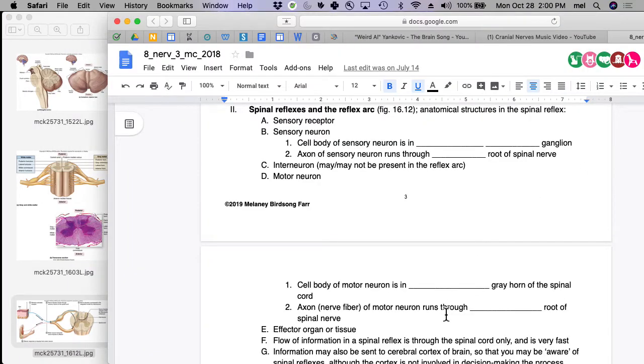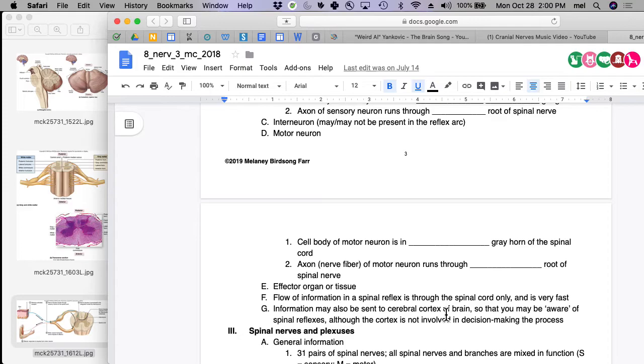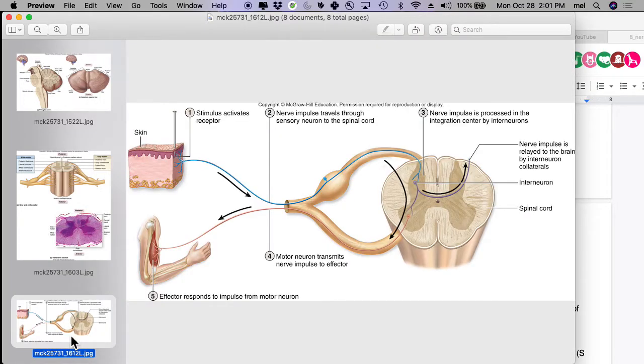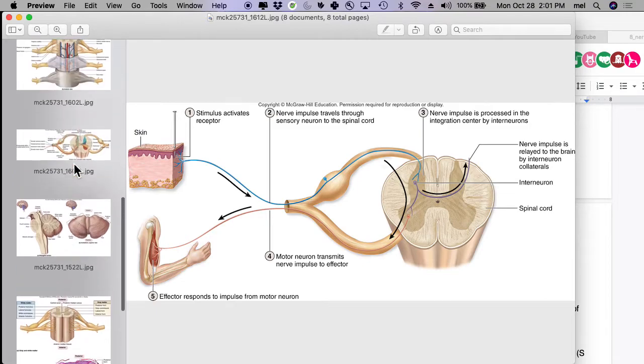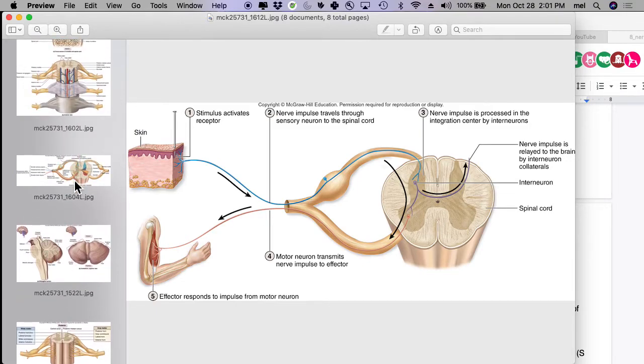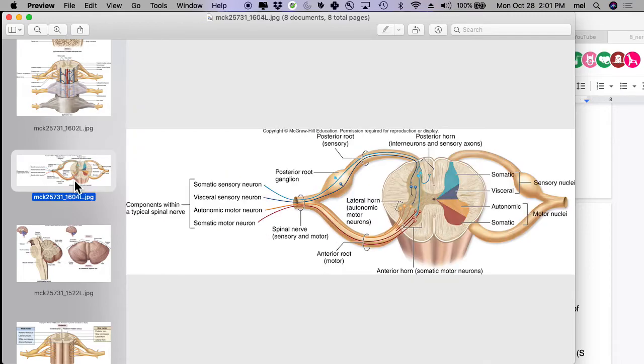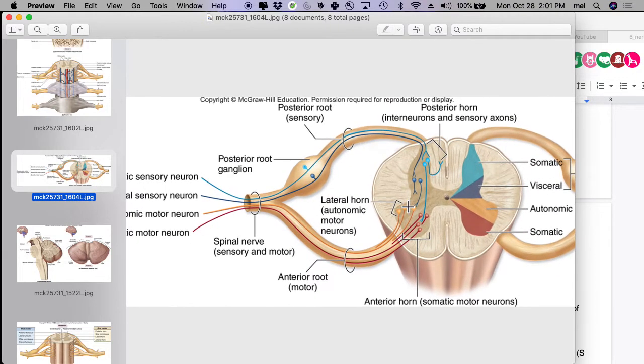Now, I'm not going to hold you responsible for this particular part, but I do want to show you that the spinal cord doesn't just do somatic sensations and somatic motor activity. The spinal cord does lots of stuff. I don't test over this. I just want you to see it for the first time. So here is what the spinal cord is actually doing.